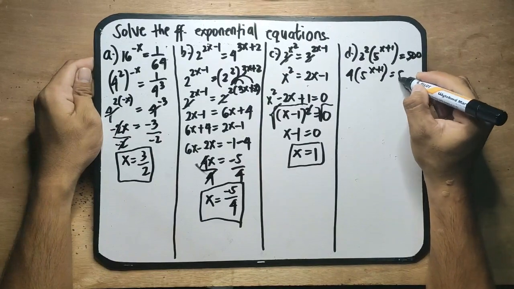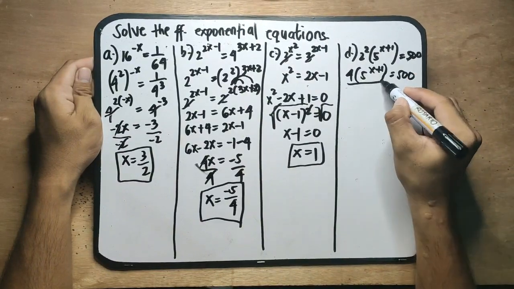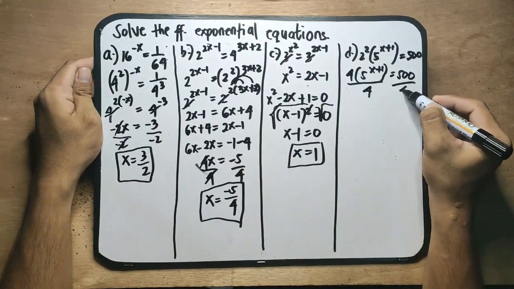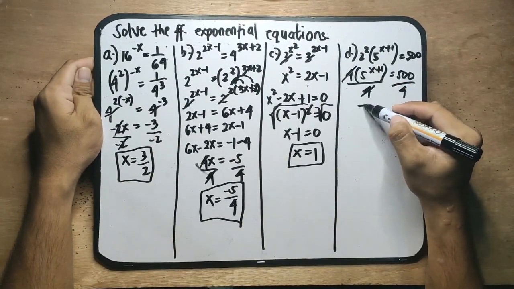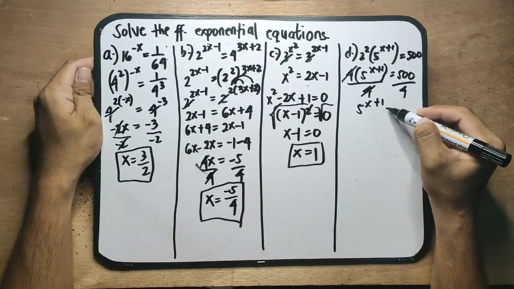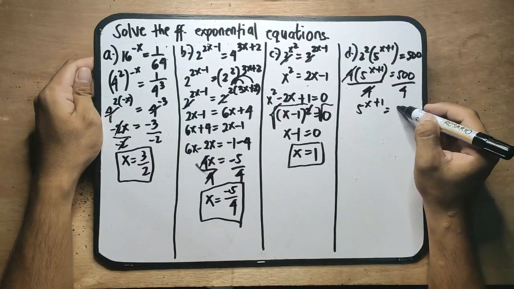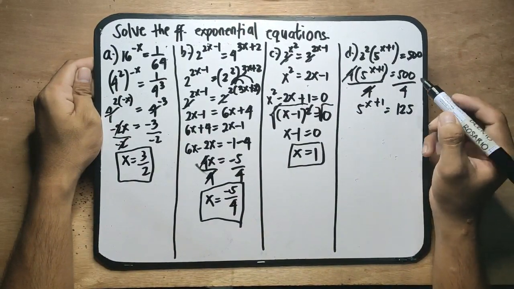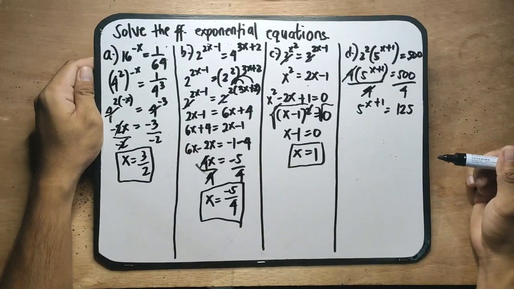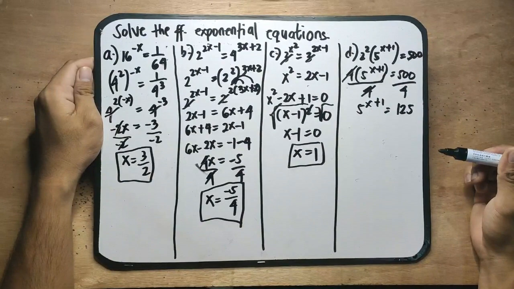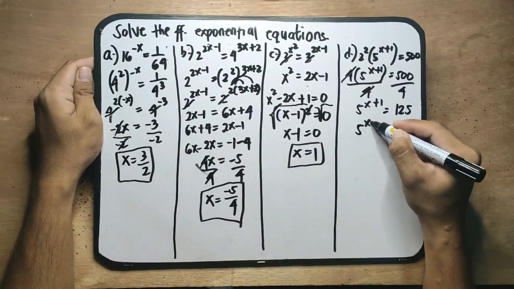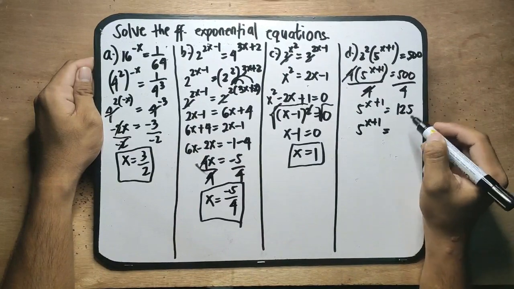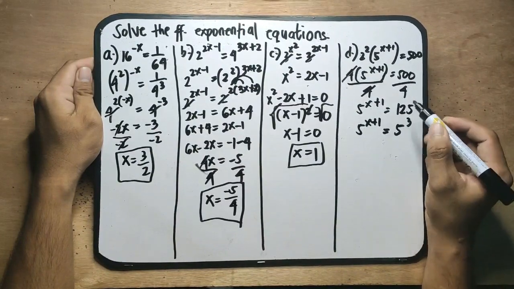So we divide both sides by 4 for us to get rid of that 4. Ang maiwan dito ay 5 raised to x plus 1 is equal to 500 divided by 4 is 125. See, 125, multiple siya ni 5. It can be written as 5 times 5 times 5 or 5 cubed. Okay, so we bring down 5 raised to x plus 1 and 125 can be written as 5 cubed.